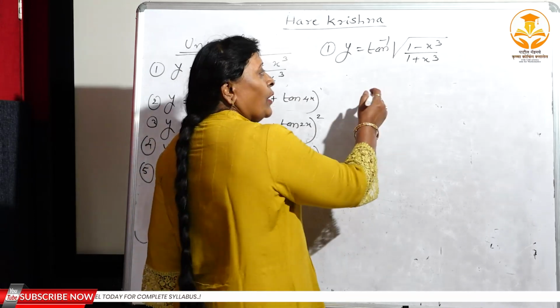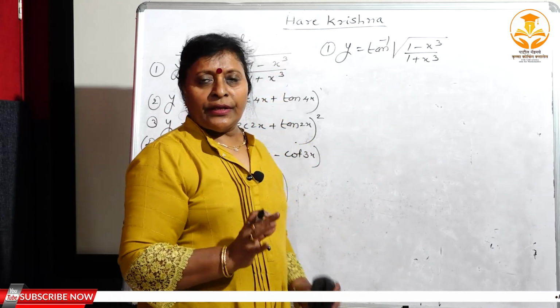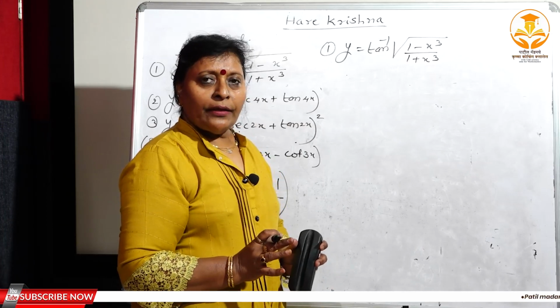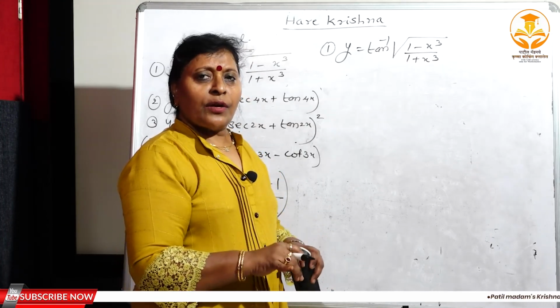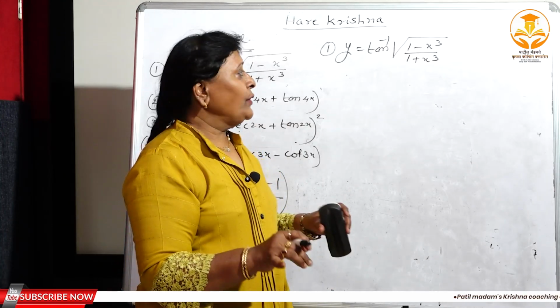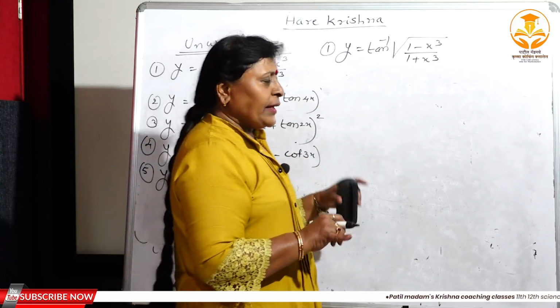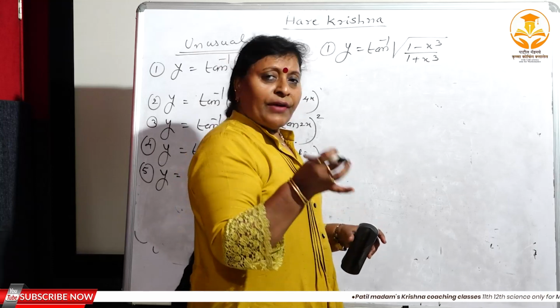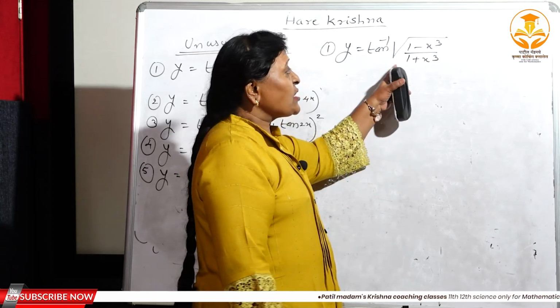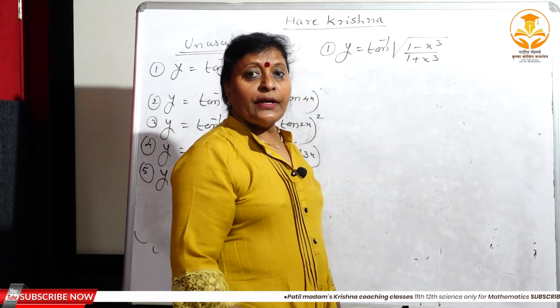Therefore, see here, you have to make the substitution in such a way that you will get the square term in the square root, isn't it? Here we must substitute so that we get a square term inside the square root.